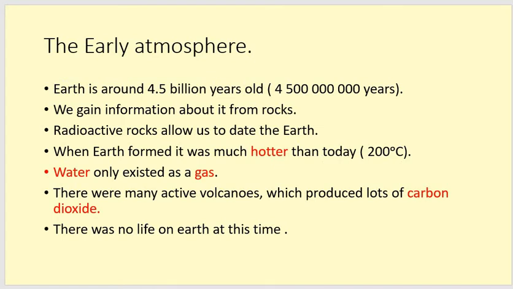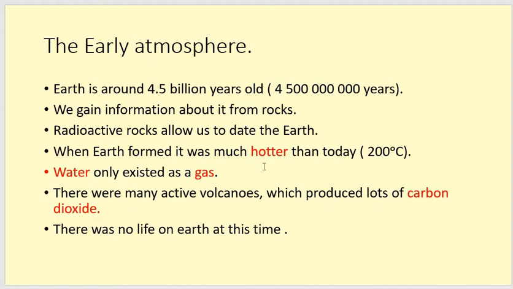So, the early atmosphere. Earth is around 4.5 billion years old. I put it in words because that's a lot easier than writing the numbers. But if you want to write the digits, it's 4.5 followed by 8 zeros. And we get information about the earlier atmosphere from rocks. And when rocks are radioactive, you can learn from the amount of radioactivity that they contain, how long they have been around for. You'll do a lot more about radioactivity in Year 9. It's a really interesting topic to look forward to next year.